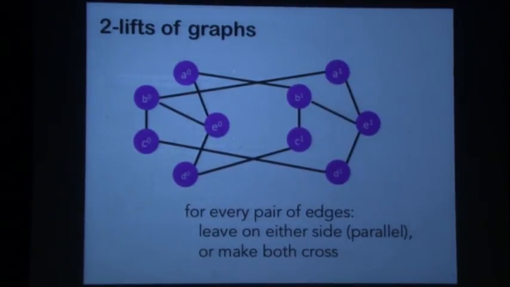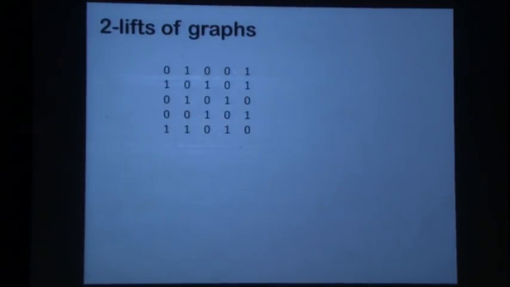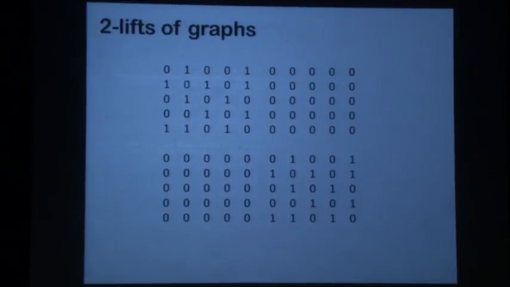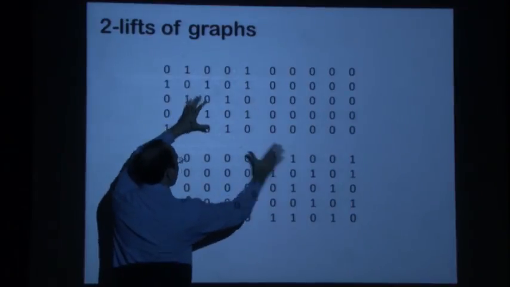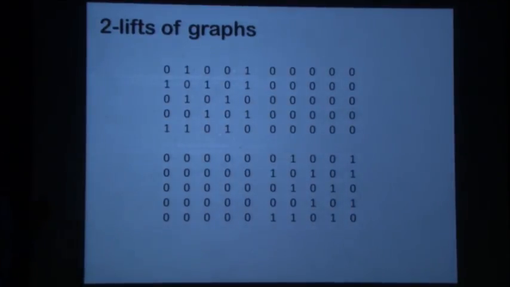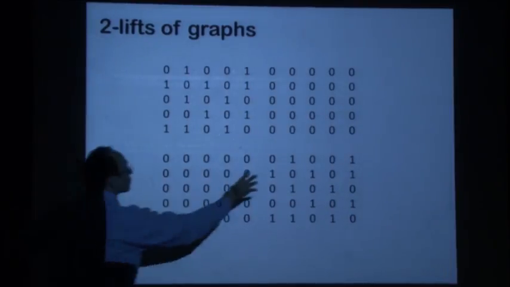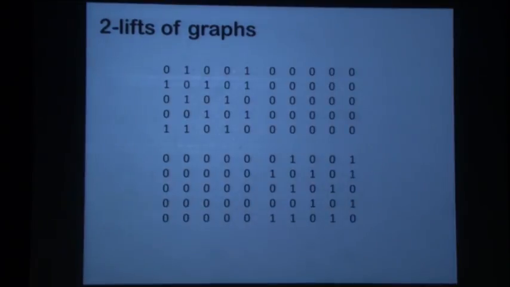If you want to see this first, some people think about graphs, some people think about matrices. If you want to see what this means in the matrix, here is the adjacency matrix of my graph. Here is the adjacency matrix of the two disjoint copies of the graph. So I have all zero blocks over here and over here. What you're doing when you're taking the two-lift is you are moving some entries from the diagonal blocks to the off-diagonal blocks, like this.